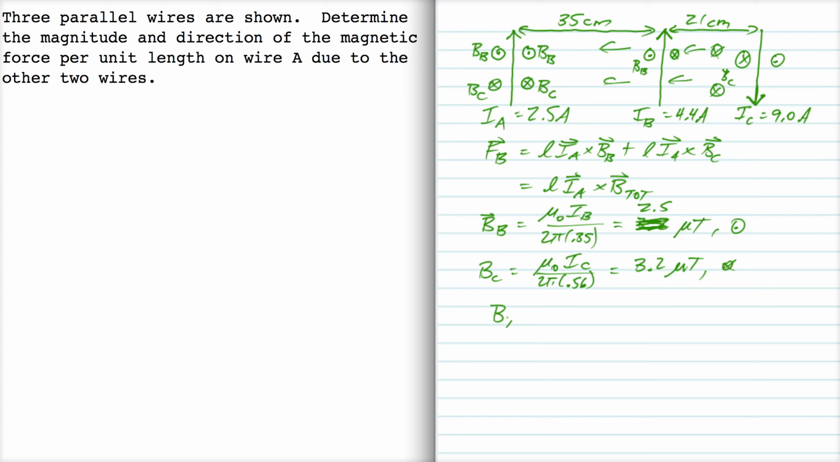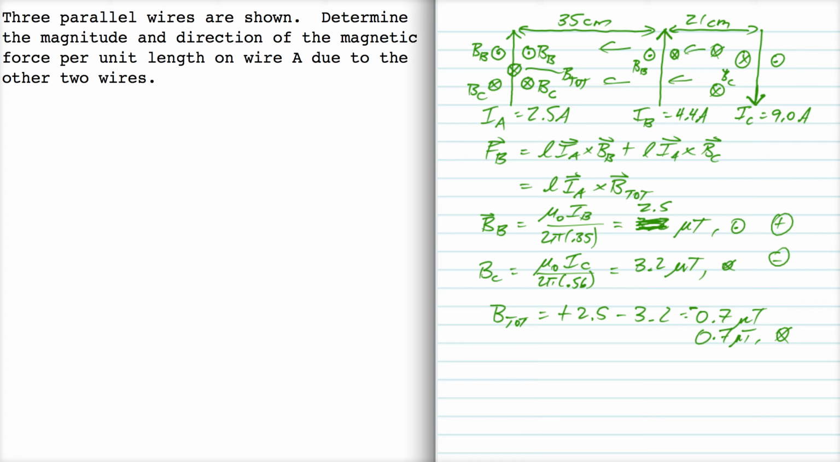So the total magnetic field, if our sign convention is that out of the page is positive and into the page is negative, would be plus 2.5 minus 3.2, or negative 0.7 microtesla, right? Or if you want to put it this way, 0.7 microtesla into the page. Okay, so the net magnetic field, the total magnetic field, is rather weak, but it points into the page.